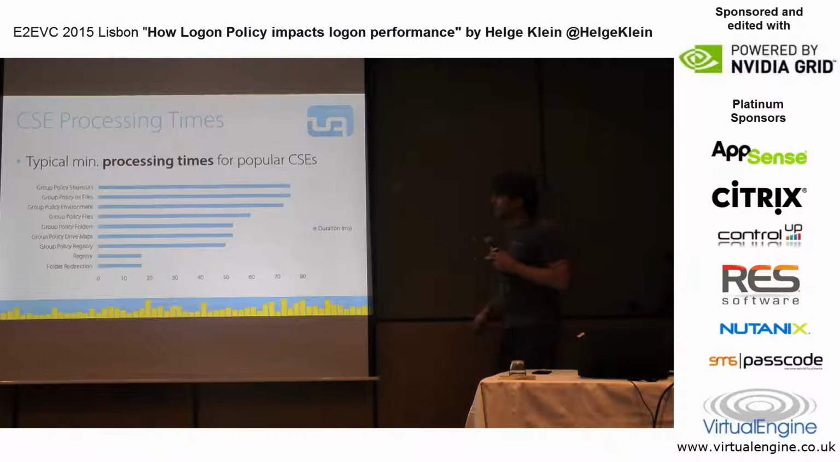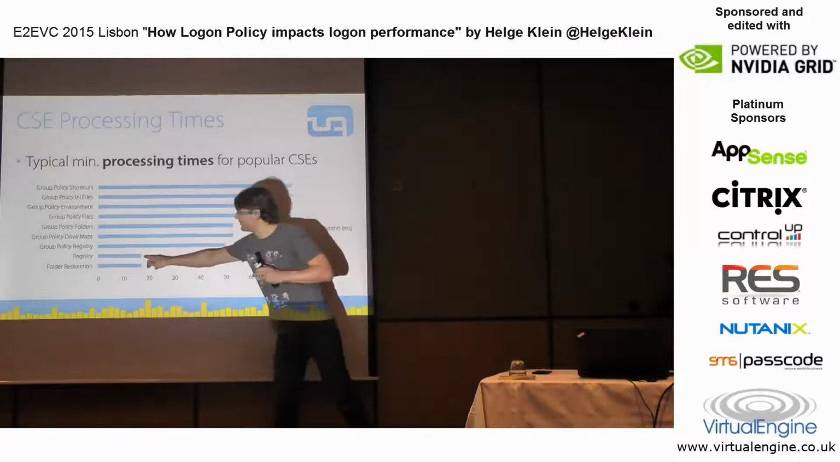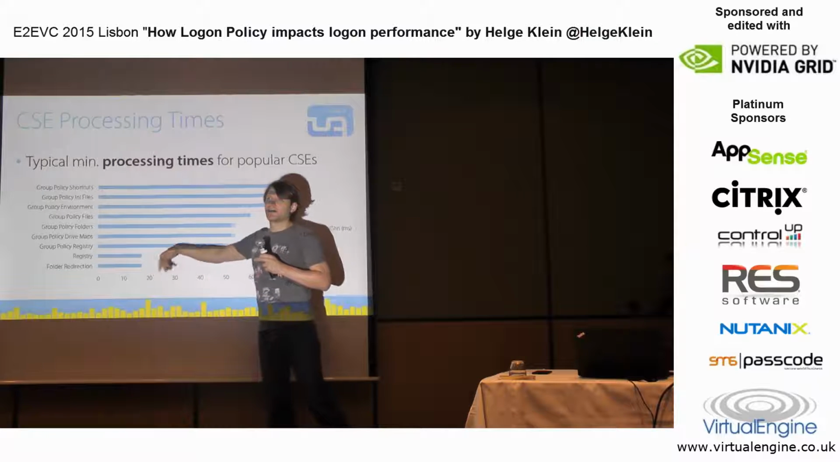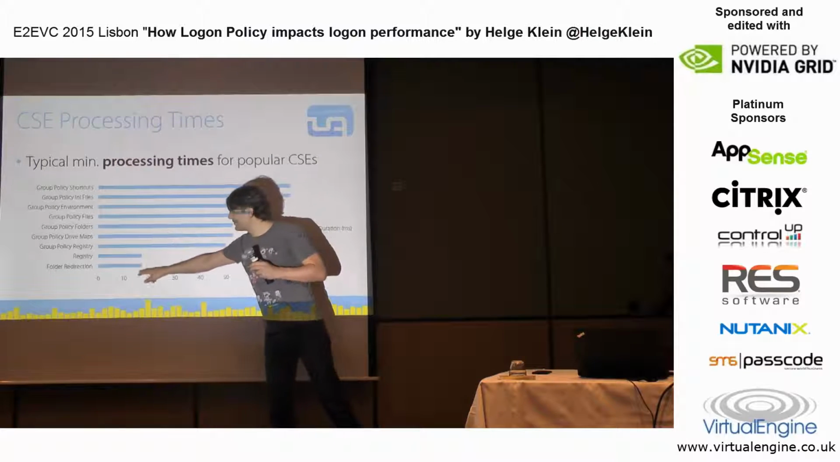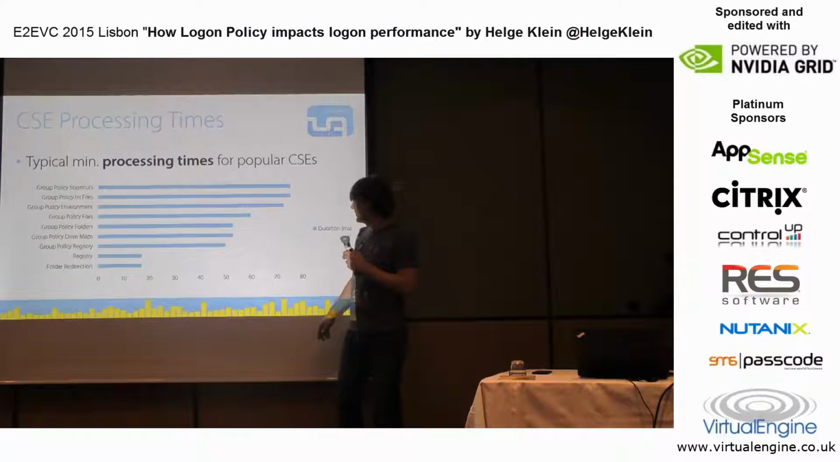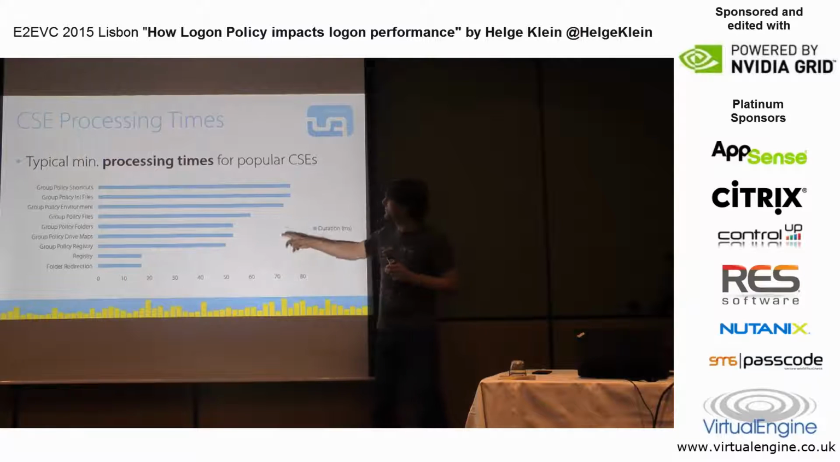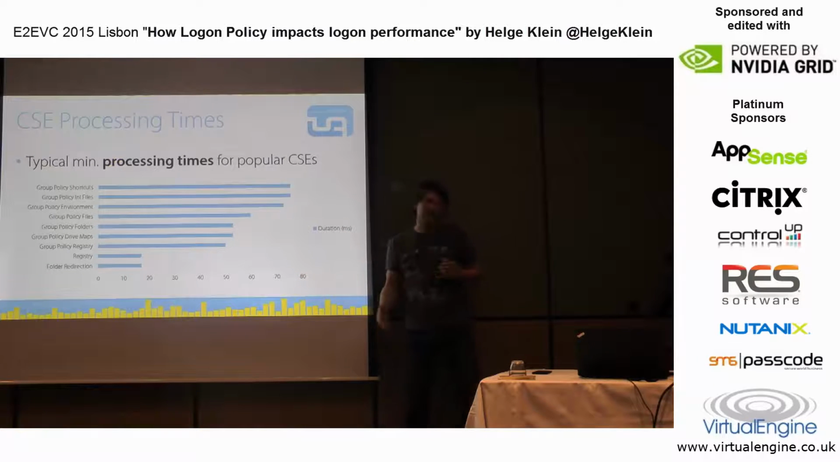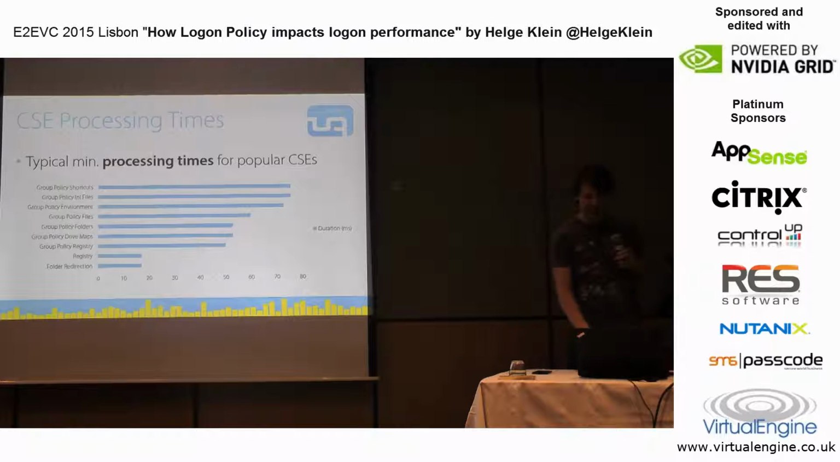So as we can see, there's quite a difference between various of the more popular CSEs in the overhead they generate. You can see the registry CSE, which does the administrative templates processing, is in the area of something like 17, 18 milliseconds, whereas the shortcuts CSE is nearly at 80 milliseconds. So that's something that might be of relevance.